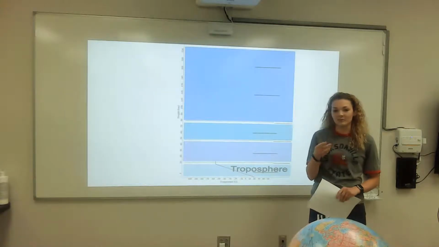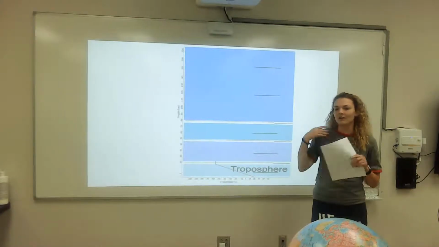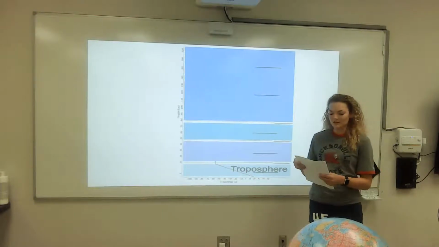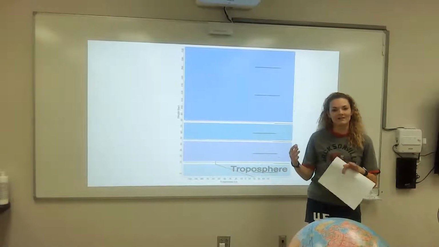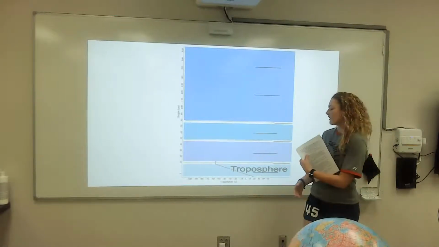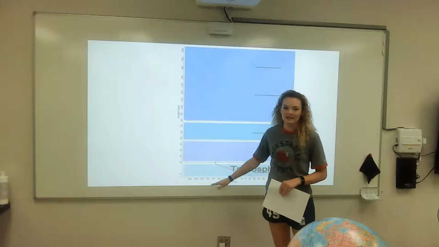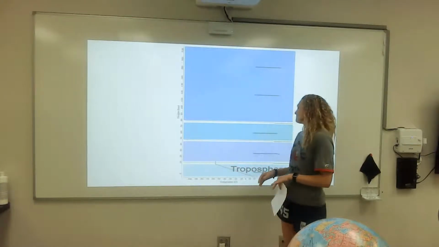And so the troposphere is where we live, and it's where all of the weather happens, because the troposphere has a lot of water vapor. And so of course that water vapor creates clouds and condensation and rain. And so all of the weather happens in this first layer called the troposphere.